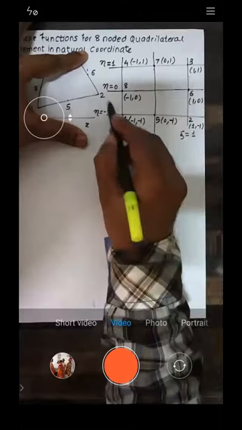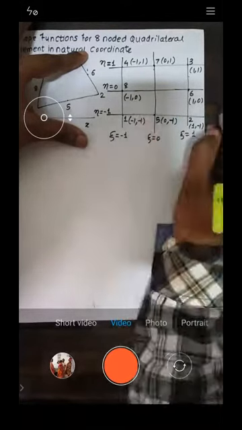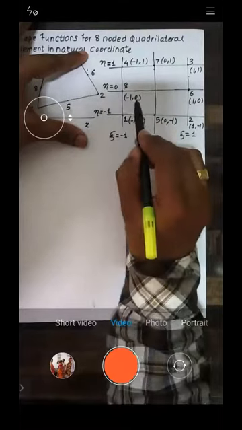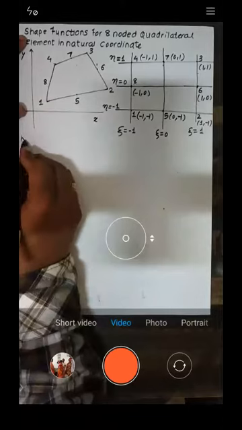Similarly, if you see along this horizontal line, neta is equal to -1, so here you will get -1, -1, -1. If you see this horizontal line, neta is equal to 0, so you'll get 0 and 0. Similarly, if you see this line, neta is equal to 1, so you'll get 1, 1, 1. Is it okay? Have you understood this diagram? Yes, sir. Now can I start?